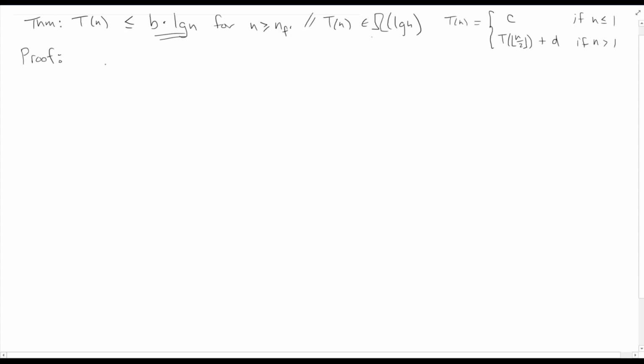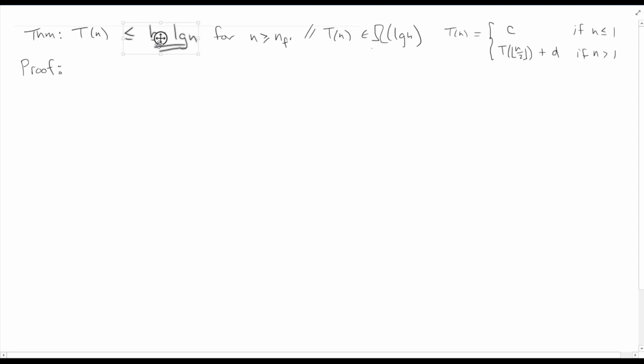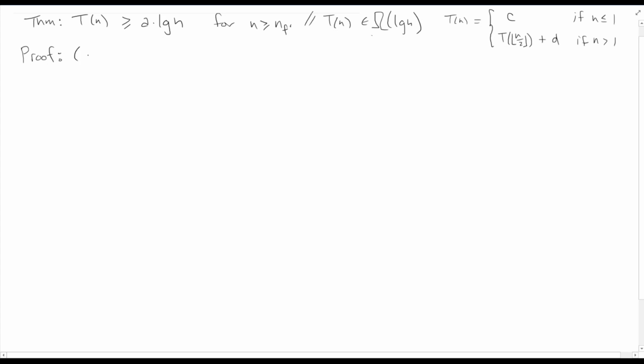Okay, so if we want to continue then, completing our theta proof, we now need to complete the omega bound. And I didn't fix this here, so let's fix this. If I want to do the omega bound here, I now need to show that it is greater than or equal to a times log n. And again, I'm going to do this by induction on n. Okay, so let's start with a base case.